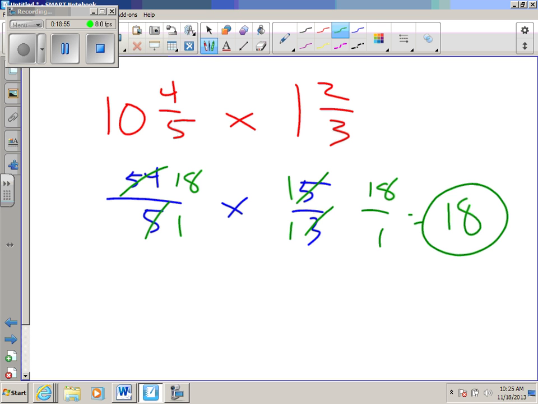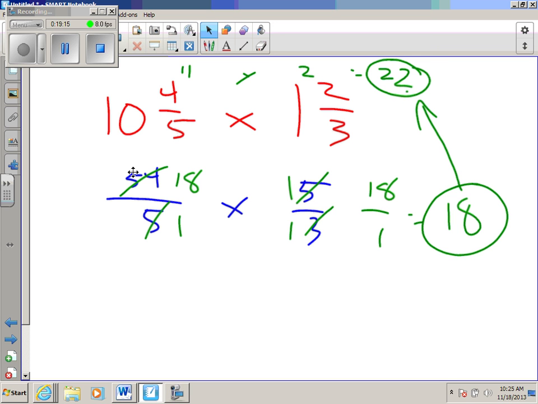What does the estimate say? 11 times 2 equals 22. So this is an over. You went over on both of these. You went from 10 and 4/5 up to 11. You went from 1 2/3 up to 2. This estimate's going to be a little bit higher than your actual is going to be. So don't worry too much if it's a couple off, but 18 is what we're looking for. Okay?